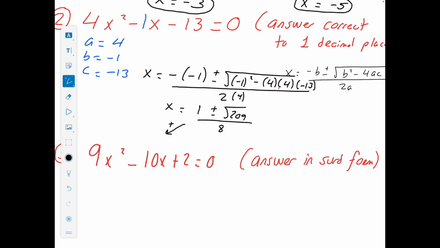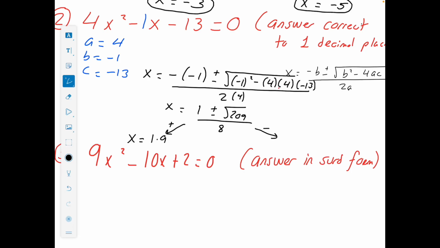Okay, now, so we do our arrows going both directions. So first we'll put in the plus, so press the fraction button first in your calculator. So I'm putting in 1 plus the square root of 209 all over 8. Press the SD button to make that a decimal, and to one decimal place I get 1.9.